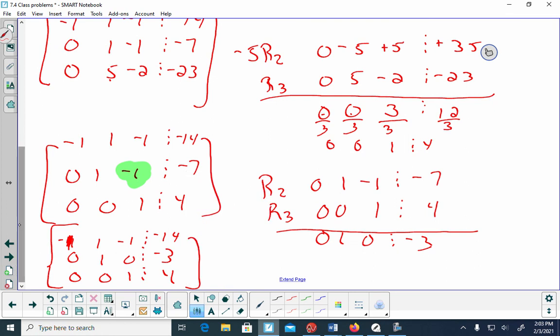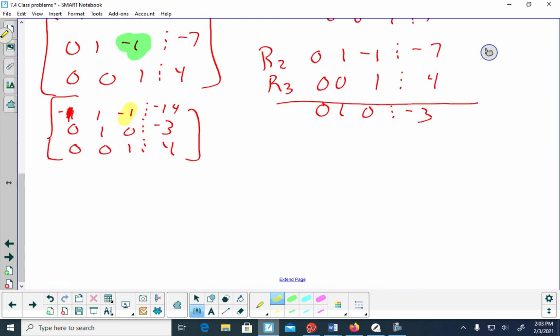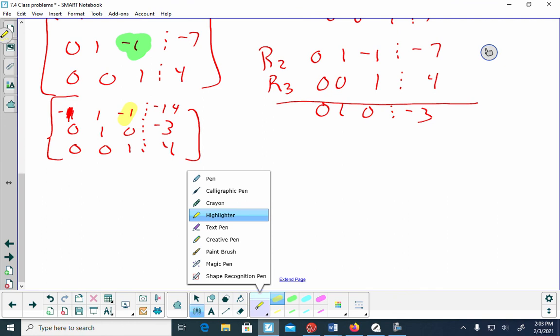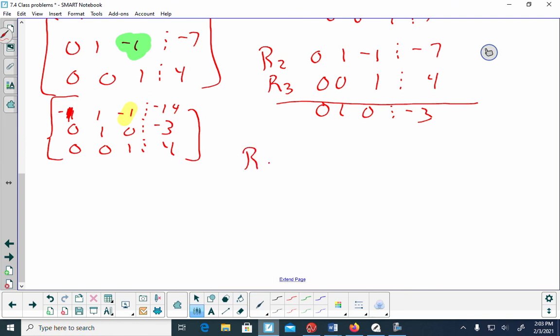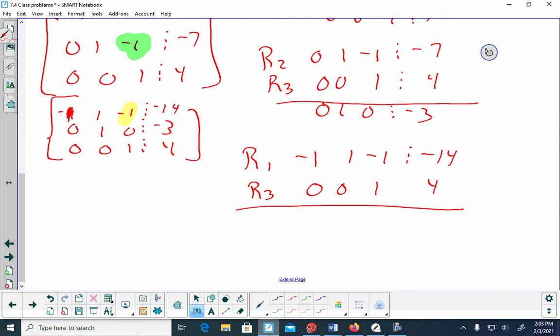So the next part of the pattern says in order to do this, I take row 1 and row 3, and I'm eliminating this z right there. And it looks like, again, that's just straight addition. So let's make that happen. Row 1 will be negative 1, 1, negative 1, negative 14. And row 3 is 0, 0, 1, 4. And when I do that, I get negative 1, 1, 0, negative 10.